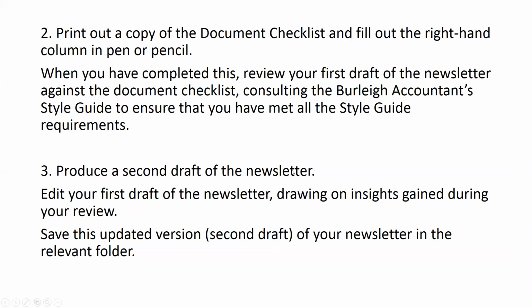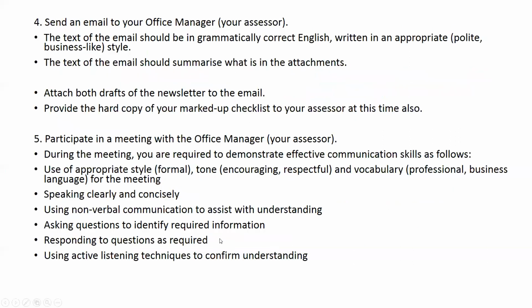Then produce a second draft of the newsletter. So what I just said before, go to the first draft and change your first newsletter by looking at if something is missing from the checklist. Add this, save. That's it. Send an email to your office managers. So that means you need to think that I'm your office manager, or if your trainer is a different trainer, he or she would be your office manager. You need to send them your assessment, first draft and second draft.